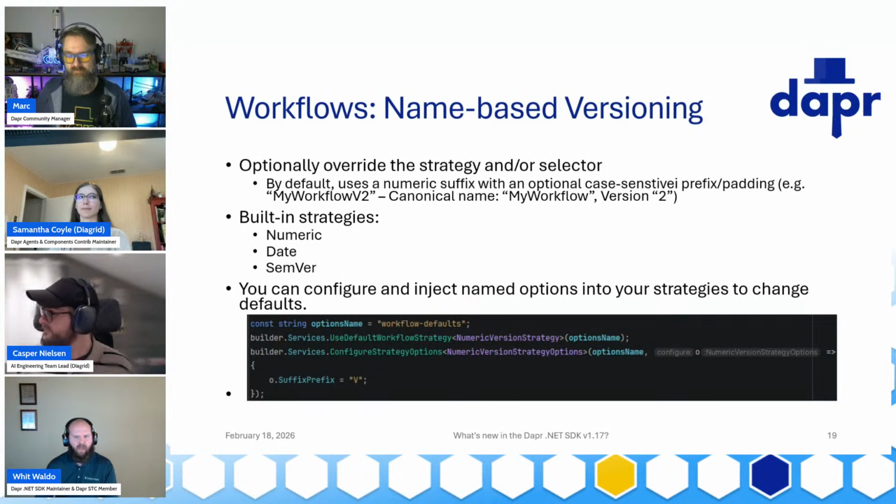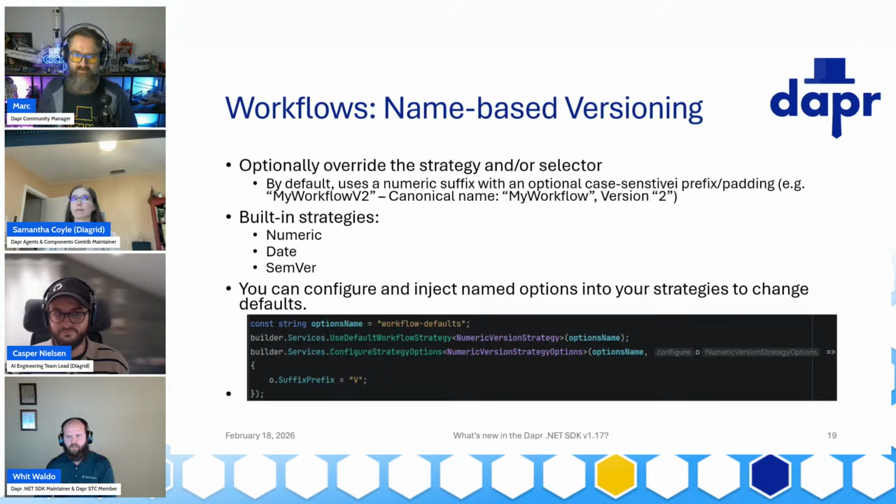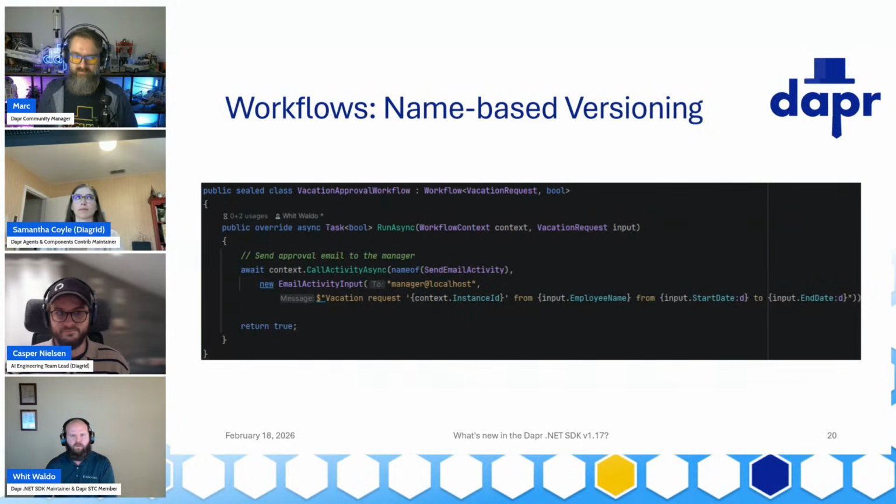You may be happy with it using the built-in numerical version strategy. You may want to simply change the suffix. You may want to make it case insensitive. You can set any of those options yourself. But as a result, when you introduce the new version, I guess my slides are out of order, you'll start with a basic named version.